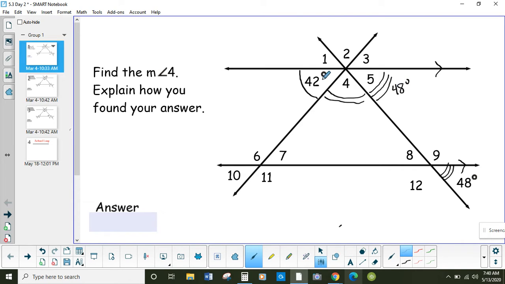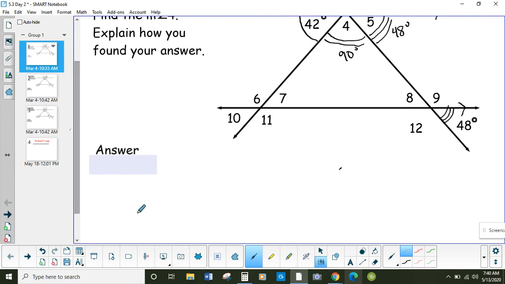And if this is 48 and this is 42 and they make a straight line, then that means that 42 degree angle and our answer plus 48 degrees must equal 180. So I can add these two together, combine my like terms, 48 and 42. Well, 40 and 40 is 80, right? 8 and 2 is 10. So add them all up, I get 90 degrees. And then if I subtract 90 from both sides, I'll get my answer. Angle 4 has to be 90 degrees. So that's one way to do it.